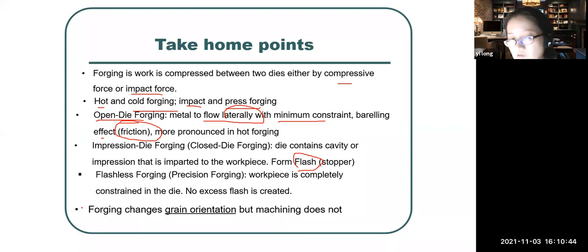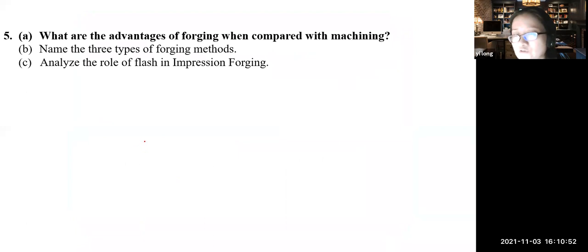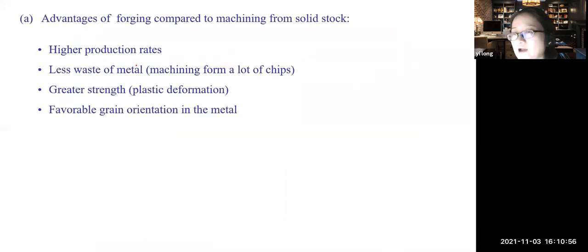The good thing about forging is I can change the grain orientation, but machining does not. That's the take-home point. So first of all, what are the advantages of forging? Higher production rate, right? You don't really waste anything. You waste very little. For example, with a flash you waste the flash, but especially for precision forging, you finish almost nothing.